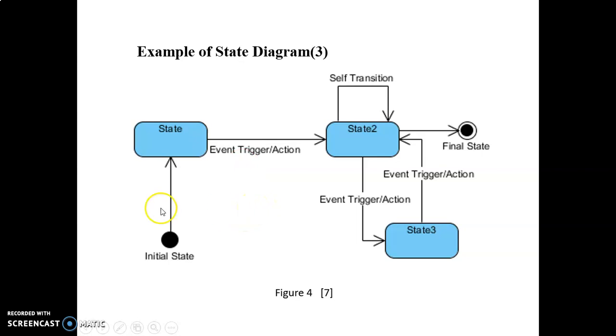See here. Here one initial state is there. To represent the initial state, we have to use this kind of symbol. Okay, so it is the initial state. From the initial state, the state is going, after getting the trigger, to state 2, and this is the loop, that means the self transition loop. It is actually coming back into itself. This is called the loop or self transition.